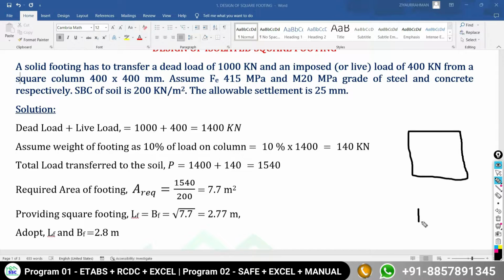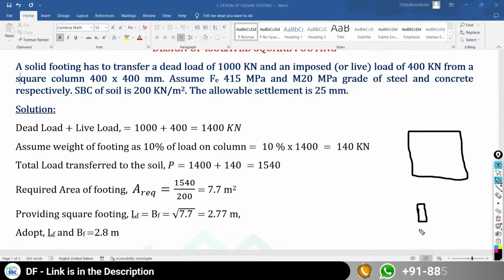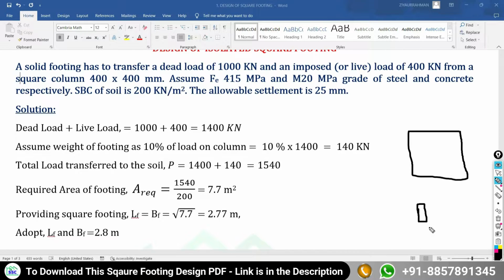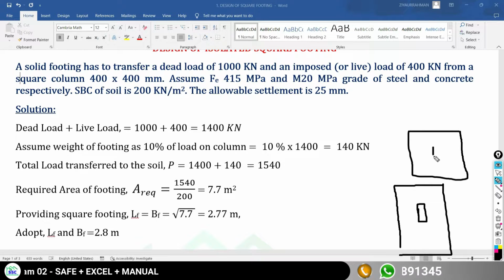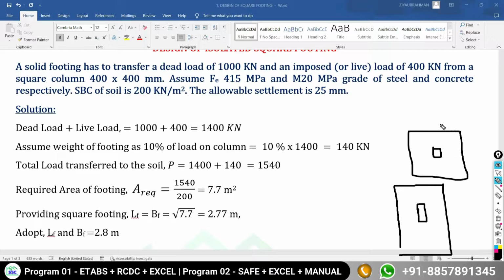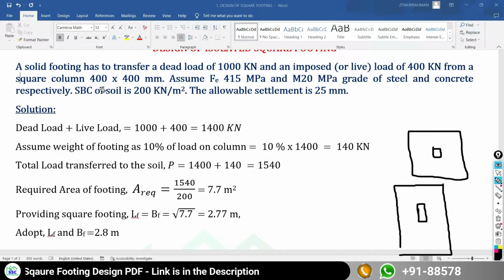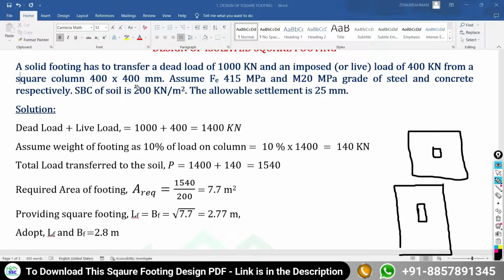But if your column is rectangular, 230 by 450, 230 by 600, 230 by 500, then we need to take a rectangular footing. And if your column is a square column, it is better to go with the square footing, that you need to remember. So here in the problem statement, we have a column of size 400 by 400, so it is better to go with the square footing.